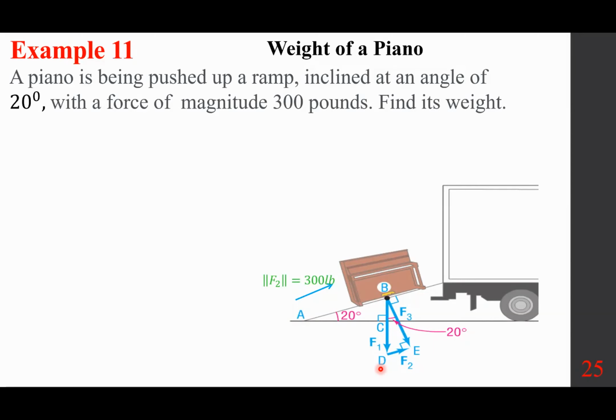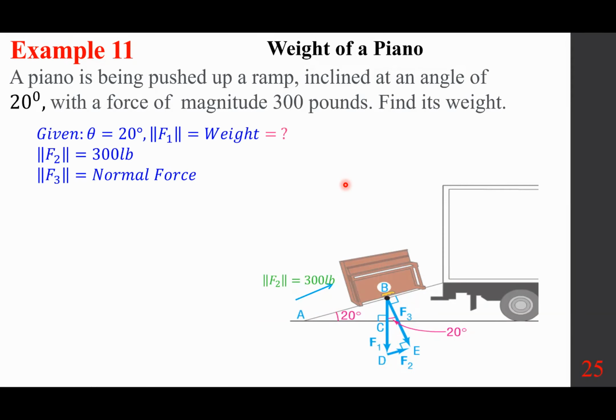The force this way is the weight, and the force this way, F sub 3, which is perpendicular to the ramp, is called the normal force in physics. So let's see what's given. Theta is 20 degrees. This is 20 degrees. This is the weight. Magnitude of F1 is the weight we are looking to find. F2 is 300 pounds, the magnitude. And F sub 3, the name is normal force.